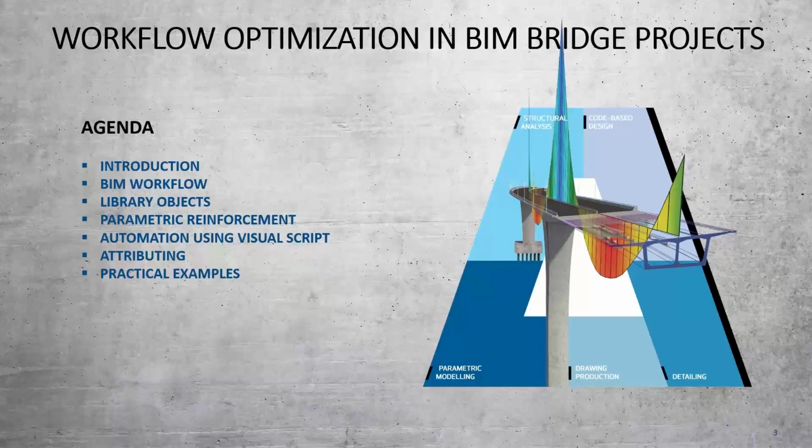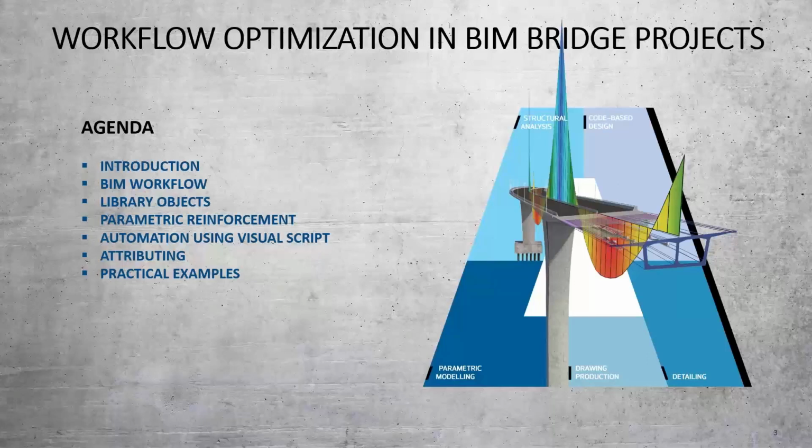So I'm going to explain what I mean by library objects, and I'm going to give you an example of that. We are also going to look into parametric reinforcement, which is a bit exciting topic if you ask me. Then we are going also to look into the visual scripting, so how we can use visual scripting to automate some tasks usually, or we could also even use visual scripting to create objects or even the model as well.